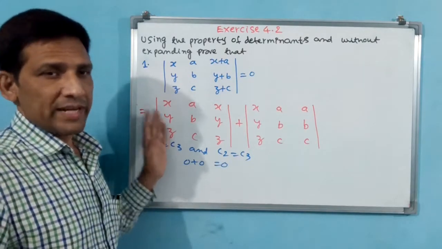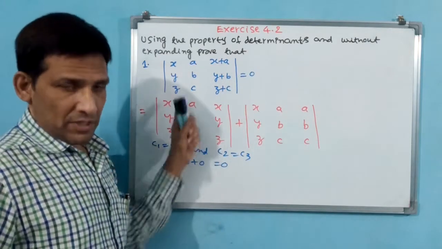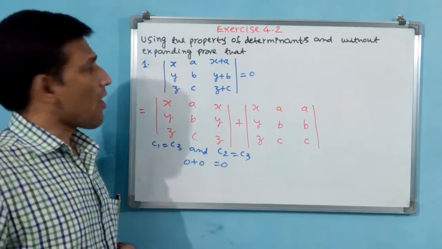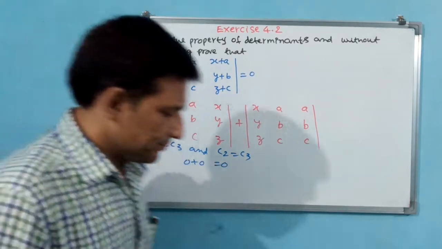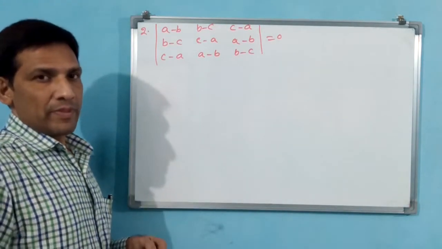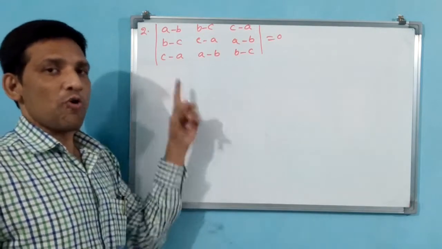Now let us go for the second question. See, all questions up to 7 questions, this is the condition. Without expansion, you have to prove whatever they have given in RHS. Let us go for the second question. See the second question also. This determinant you have to show as 0. 0 you have to prove.